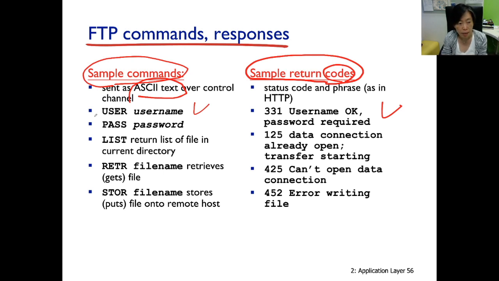So let's begin. USER, capital USER, space, username. Hey, you guessed it, this must be a user trying to log in and providing the username. So this is a variable, so command, argument. And this is going to be sent through the control connection to the server. The server checks. If the user does have an account on the server, then this is what the server sends back: 331, username OK. And the server asks, could you send me the password?